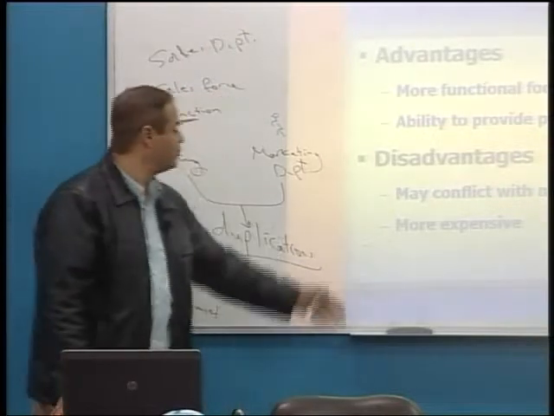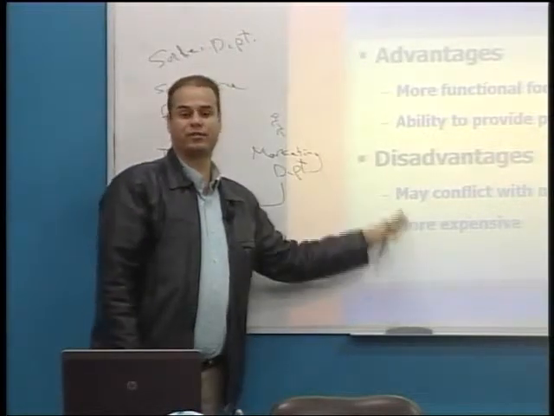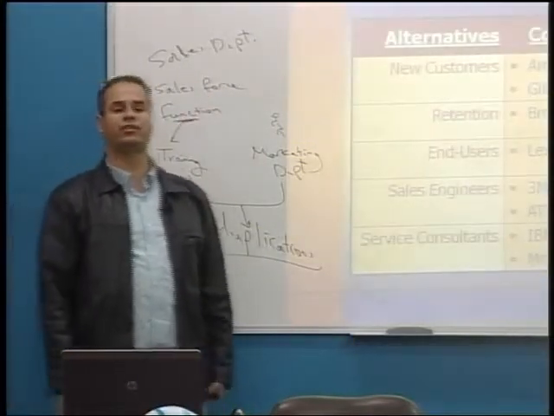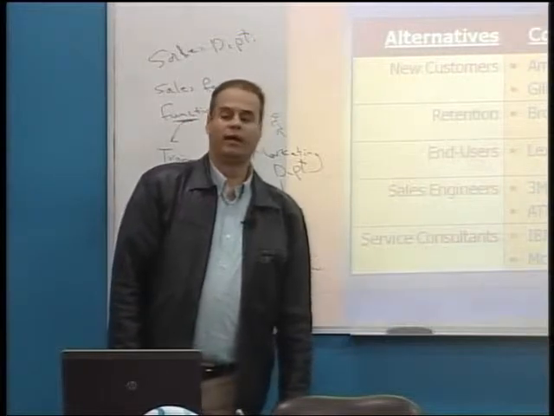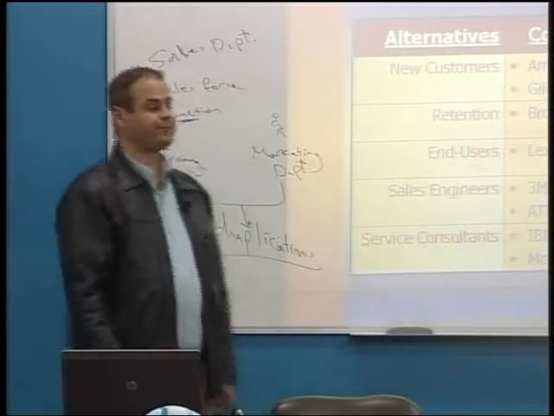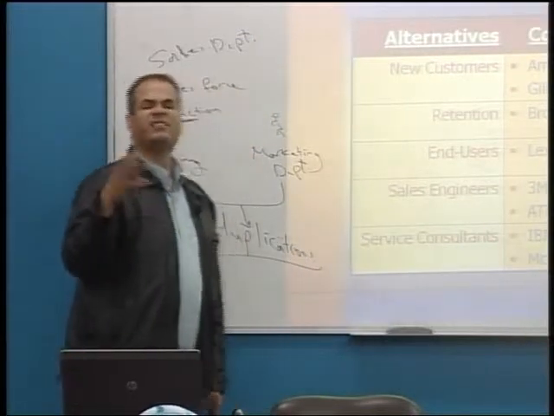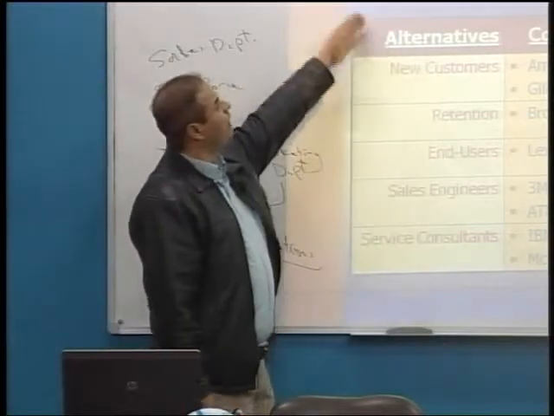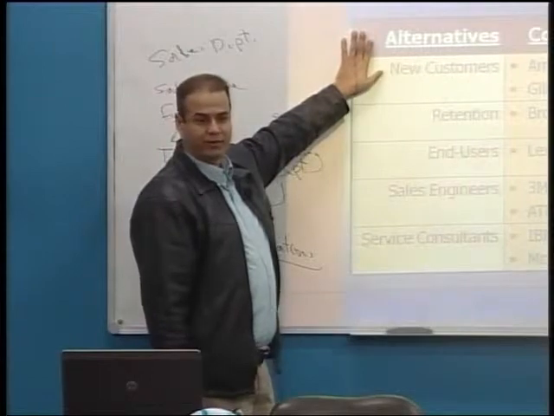Because of this we are saying more expensive. These are the two disadvantages. Any question, any comments about the functional structure model? Now, look at here. Let's give realistic examples. Over here, we are talking about functional specialization.